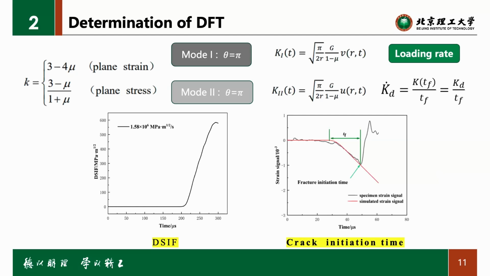Okay, and it should be noted that the strain gauge method is used to determine the correct initiation time. Let's see, show this picture. This is the start point of the loading, and this start point is the fracture initiation time. The difference between the two points is the correct initiation time.